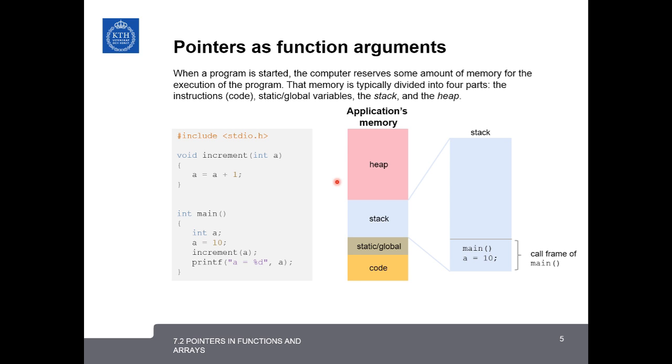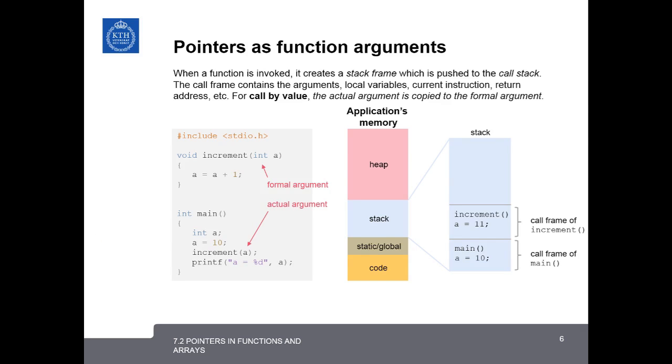The program begins with the call to the main function, which creates a call frame of main in the stack. The call frame contains the arguments for the function, its local variables, its return address, and the current instruction. Whenever a new function is invoked, this creates a new stack frame which is pushed to the call stack. Here, when we reach this line of code, main calls the function increment, and this creates a new call frame for increment. And when this happens, the call frame also contains the arguments, local variables, and instructions for the function increment.